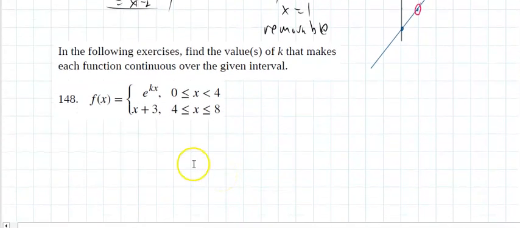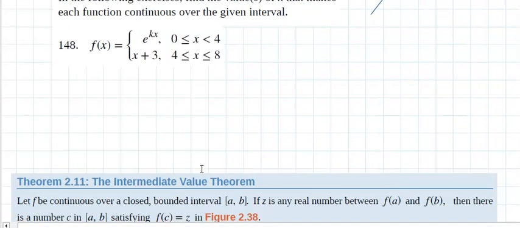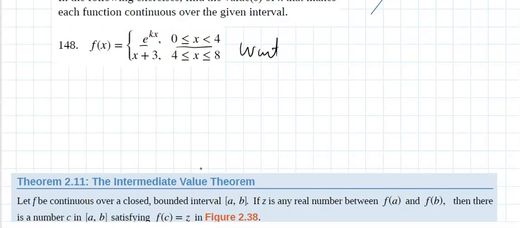And this problem is asking, in the following exercises, find the values of k that make each function continuous. So we want this to be continuous. And again, exponential is continuous everywhere on its domain. Polynomial or linear equations are defined everywhere. The only point in question is if those overlap. So we want the limit as x approaches 4 of f of x to equal f of 4.